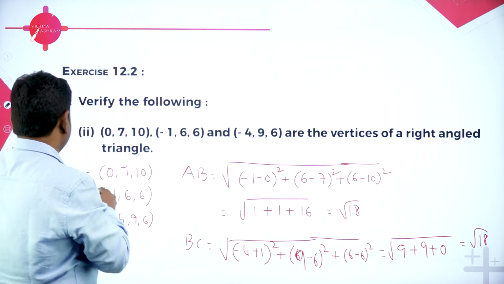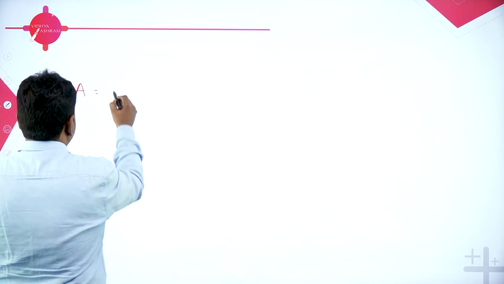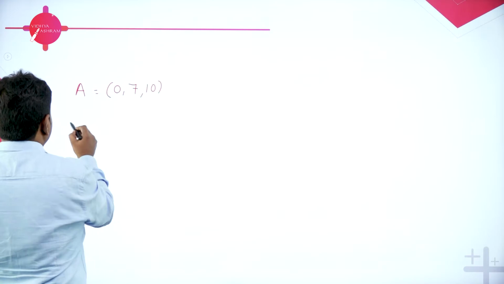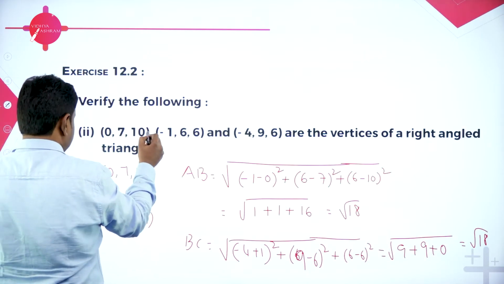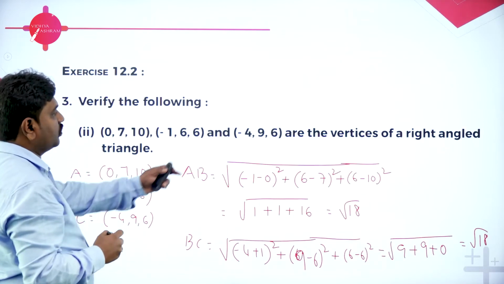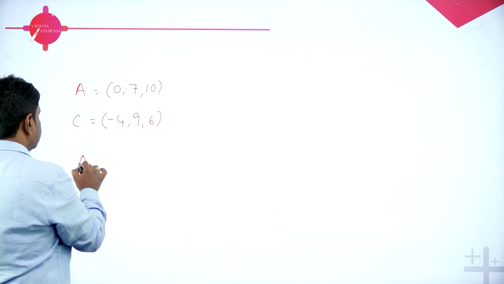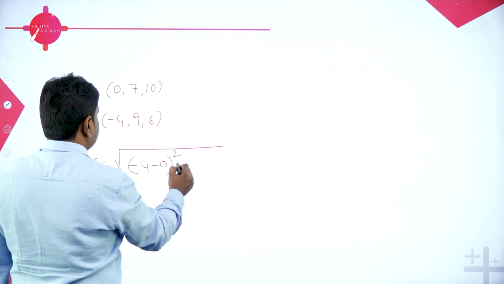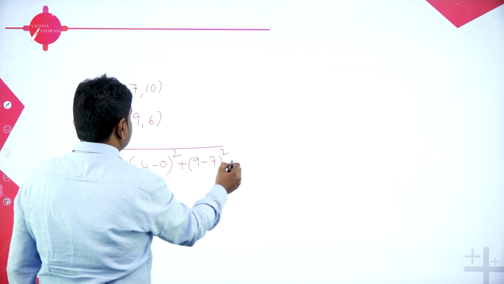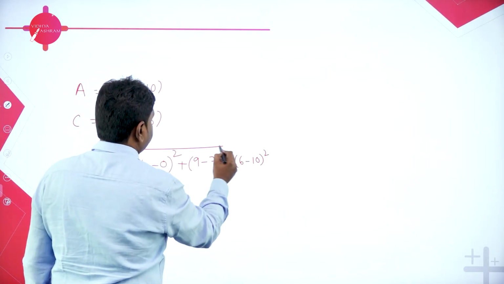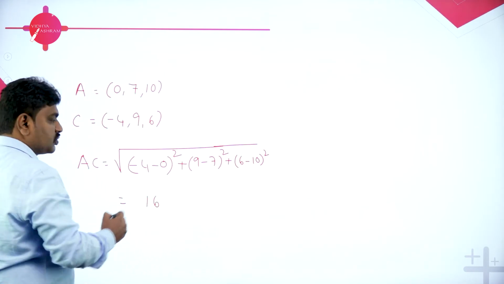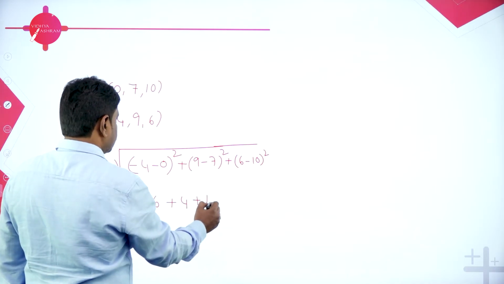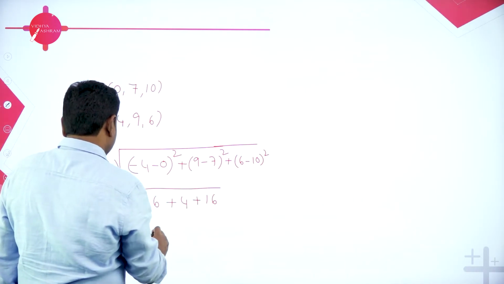Now let us find AC. From here, A is (0, 7, 10). C, what is C? C is (-4, 9, 6). So now apply distance formula, AC, root of (x2 minus x1) the whole square, (minus 4 minus 0) the whole square, (9 minus 7) the whole square, (6 minus 10) the whole square. Now simplify, minus 4 the whole square becomes 16, 9 minus 7, 2 square becomes 4, and again 4 square becomes 16, that will become root 36.